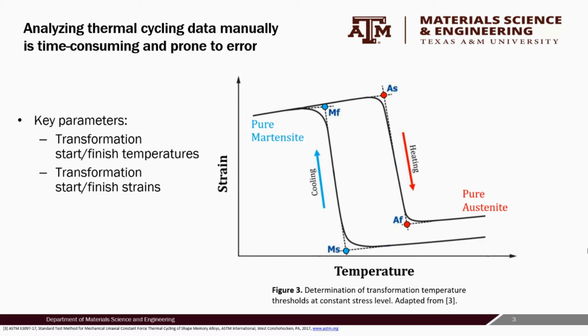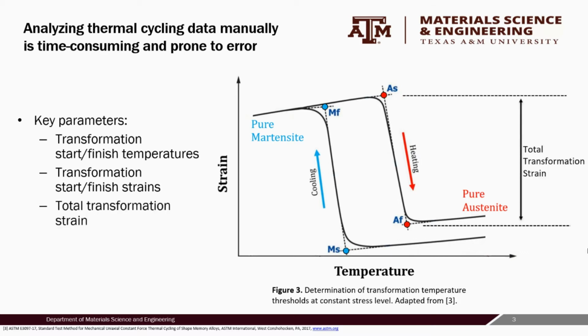These four properties tell us what conditions are necessary for a material to be used as an actuator, and can also be used to calculate the total transformation strain as shown in the figure, which is essentially how far a material can extend and retract.